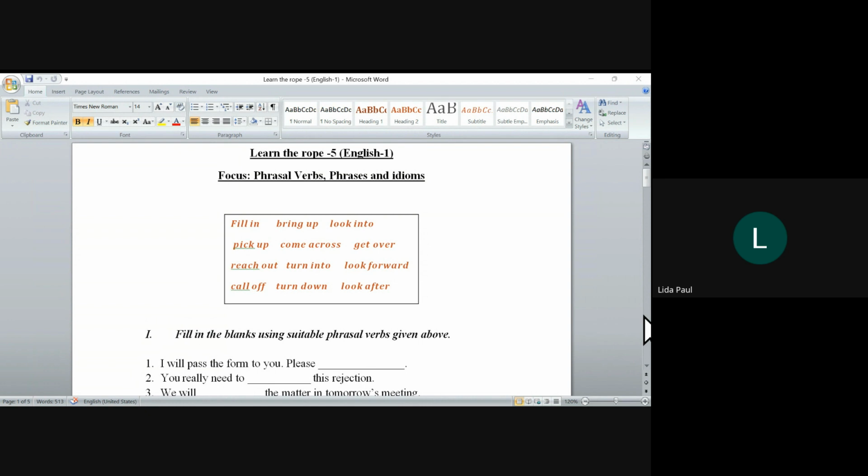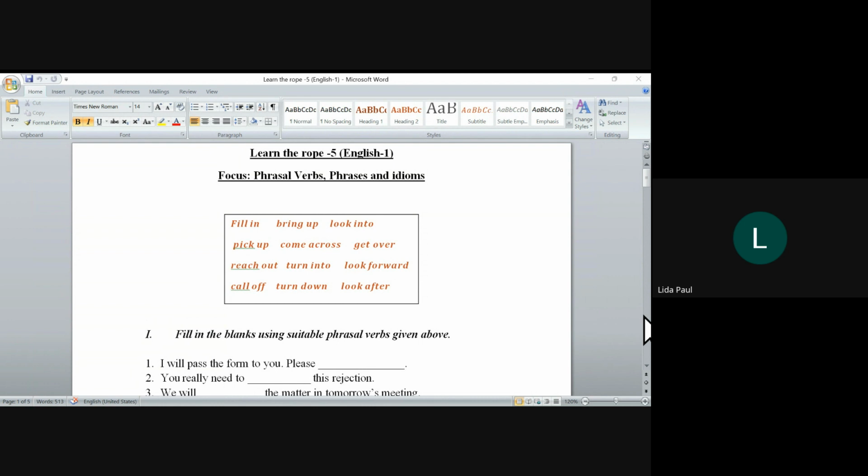"They come across the vegetable seller every day as they visit the temple." We'll use a different sentence. Okay, for example, if this is your sentence: "They come across the vegetable seller every day as they visit the temple."